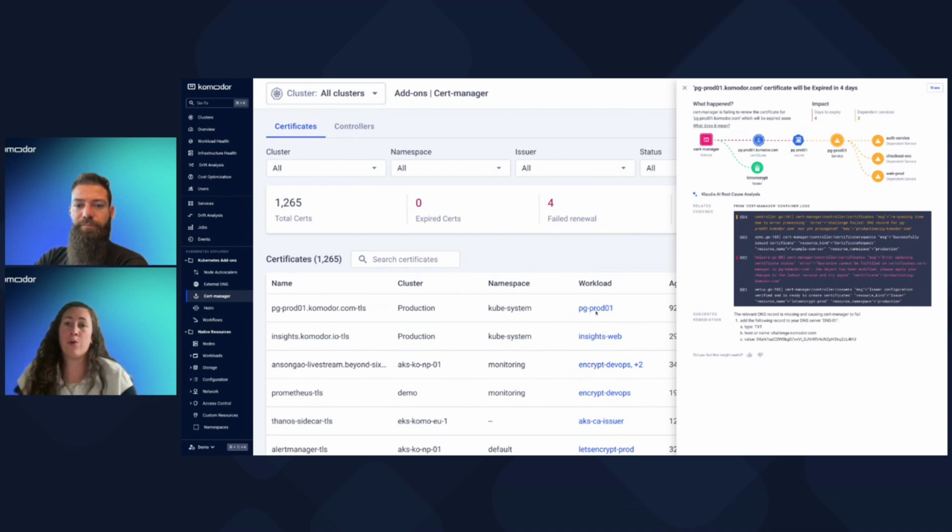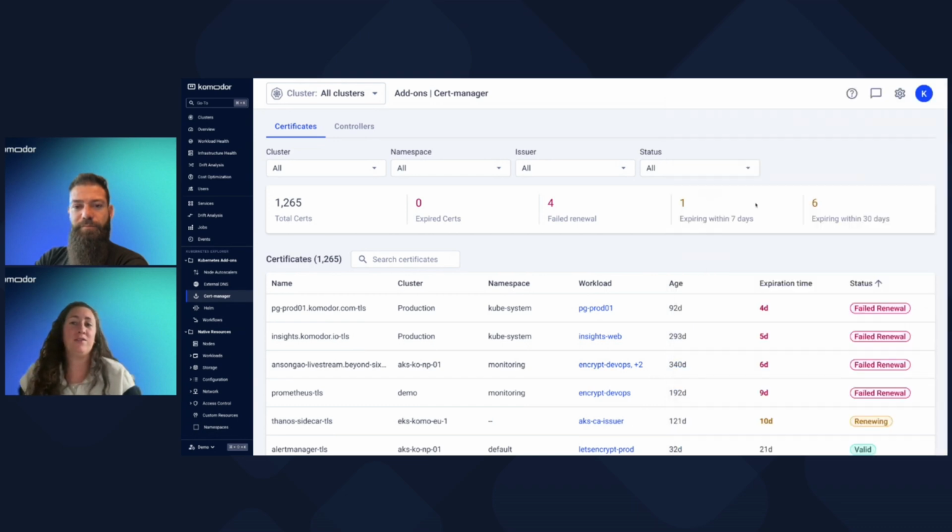So doing this through Komodor took like 5 minutes, and changing this would be another, let's say, a minute. So a total of 6 minutes, and you have your solution right here, and you don't need to do anything else except for that.